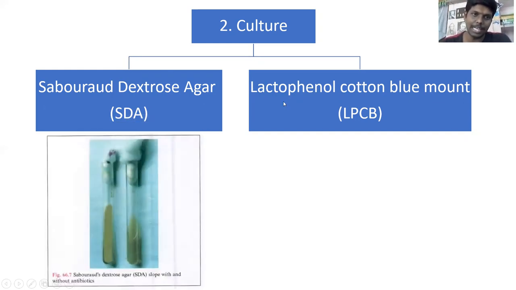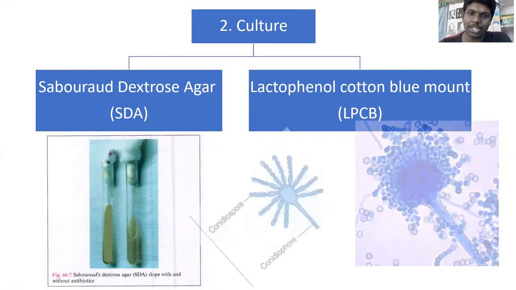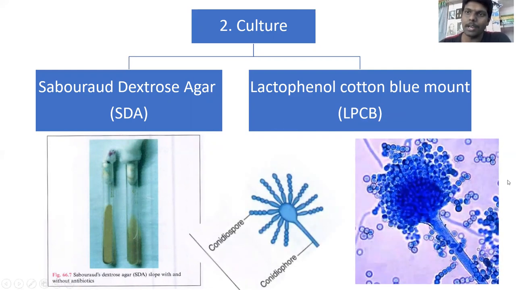First let us see SD agar culture. So this is SD agar culture, and after growth we can see it under LPCB, lactophenol cotton blue. The pictures of lactophenol cotton blue will be really beautiful. I will show you the pictures. See, this is your conidiophore. This is a real conidiophore picture, seen under LPCB, which we are going to perform in the laboratory. You can also observe it in our lab. So this is your LPCB. This is the diagram, and see, it is just like the diagram. So this is how your LPCB mount looks.